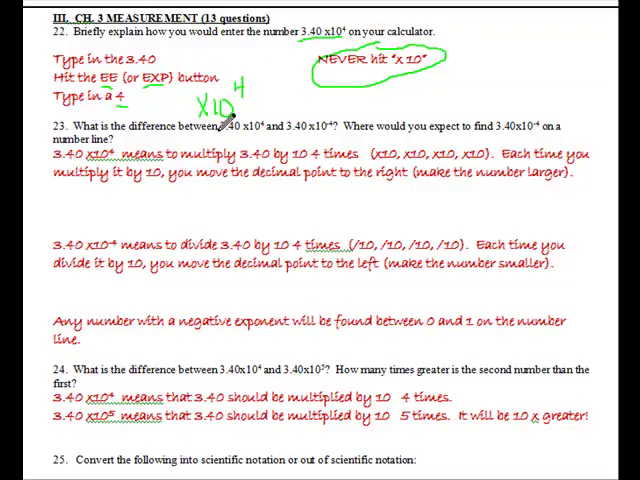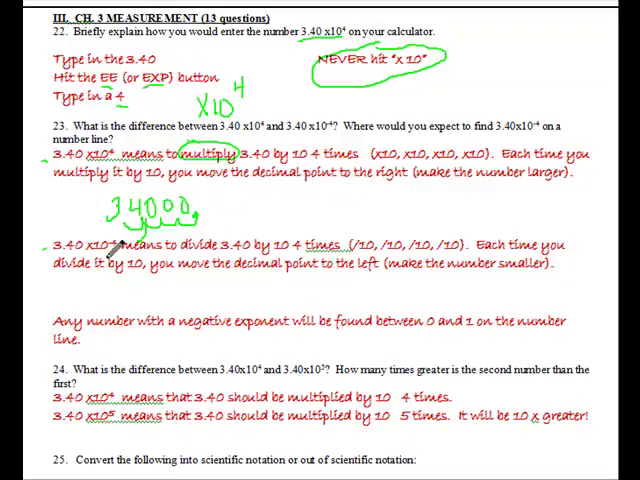All right, number 23. What's the difference between 3.40 times 10 to the fourth and times 10 to the negative fourth? So I've explained these two answers right here. Let's look at the positive exponent first. Positive exponent means multiply. So you're going to multiply 3.40 times 10 4 times. So it's times 10, times 10, times 10, times 10. And each time you multiply by 10, you move the decimal point to the right, and it gets larger and larger. If the exponent was 82, you would do that 82 times. If the exponent was 4,000, you do that 4,000 times. And you end up with 34,000.